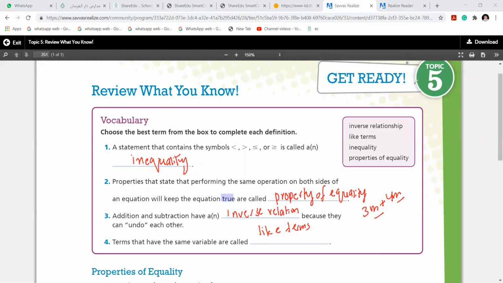So we started with topic 5, page 251. Before we start with our new topic, new unit, we are just doing a review of what you know, and we'll revise. If you have finished this, let me know so that I go further.